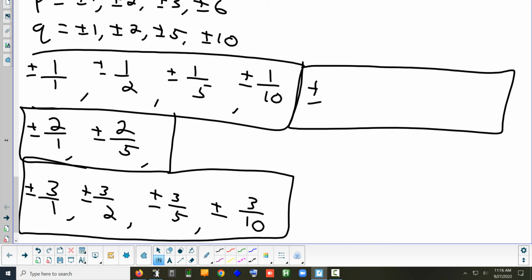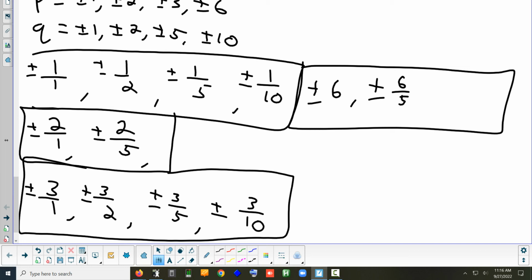What would be my first one? 6 over 1, which we'll just call 6. Next one? 6 over 2, but we already have that as 3, so we don't have to do 6 over 2. What's the next one? 6 over 5. We already have 6 over 10 as 3/5.